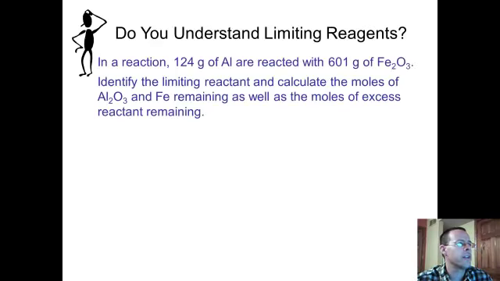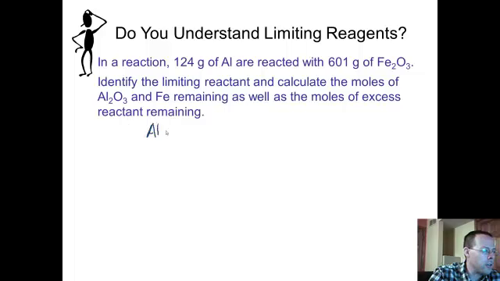Alright, so here we go. Do you understand limiting reactants? In a reaction, 124 grams of aluminum are reacted with 601 grams of iron 3 oxide. Identify the limiting reactant and calculate the moles of aluminum oxide and iron remaining, as well as the moles of excess reactant remaining. So first thing is, we need to write a balanced equation.